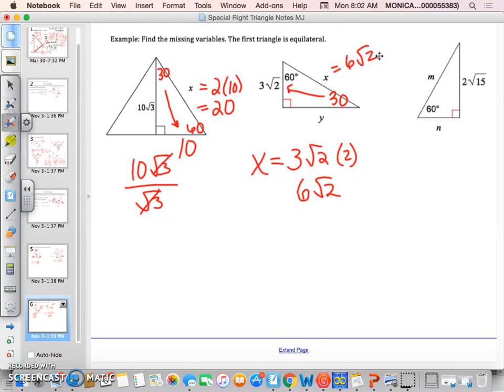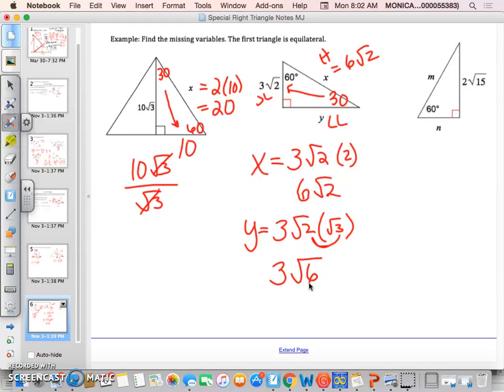And then if I want the long side, so this is the long leg, this is the short leg, this is the hypotenuse. If I want my long leg, which is y, I just have to multiply it by the square root of 3. So this would be 3 times the square root of 2 times the square root of 3. And you end up with, multiply your radicals together, 3 times the square root of 6. And I know 6 can't be simplified, so you just leave it like that.